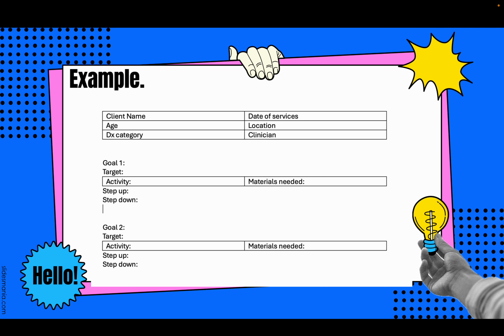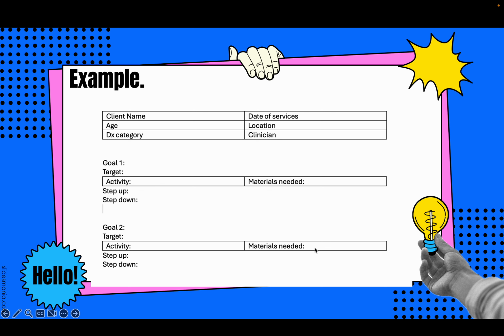So being able to say, hey, this is what we're doing. I hope that this helps, but I want to have a plan just in case they need more support. I want to have a plan in case they need less support. And then you're going to do this for every goal that the client has. What's the activity? What are the materials? How will you step up and step down? And what's the target for this week?